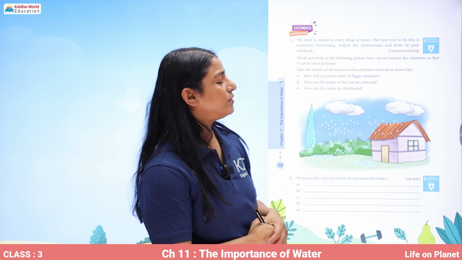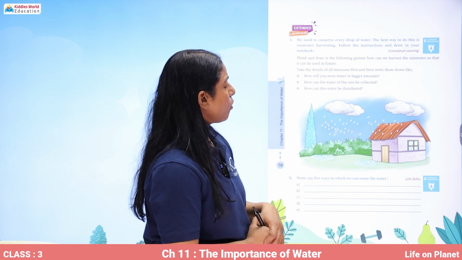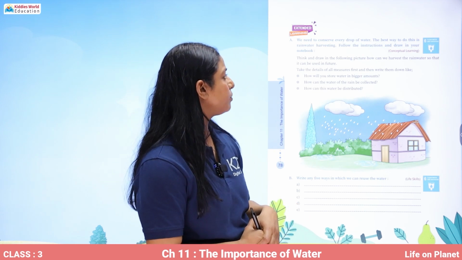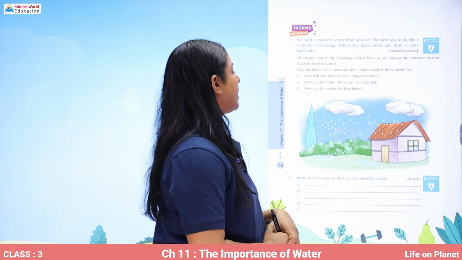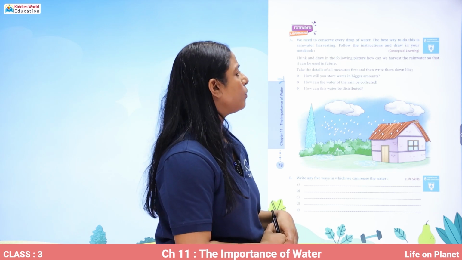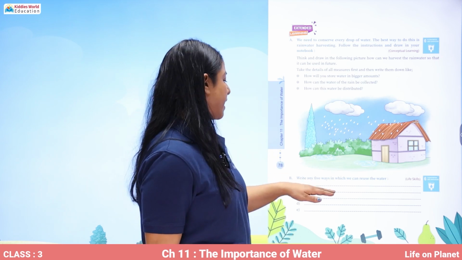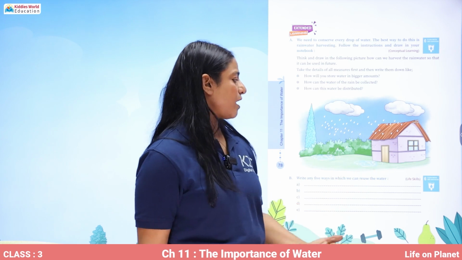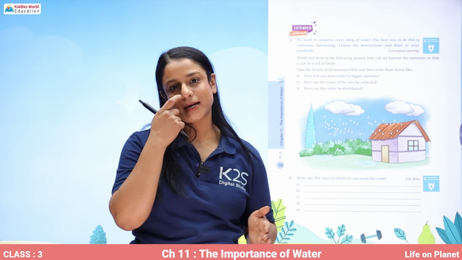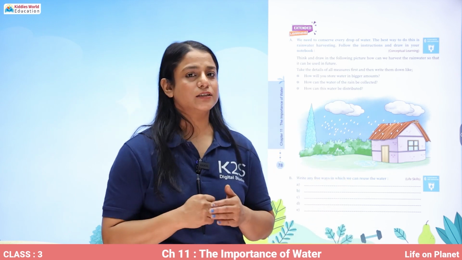How will you store water in bigger amounts? How can the rainwater be collected? How can this water be distributed? Okay, then what you can think and draw is the following picture. How can we harvest the rainwater so that it can be used in future? You have to write any 5 ways in which we can reuse the water. I can tell you two, although I can tell you all, but I want you to think, discuss it with your friends, and write it yourself.